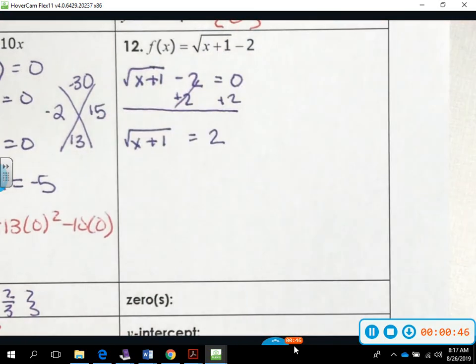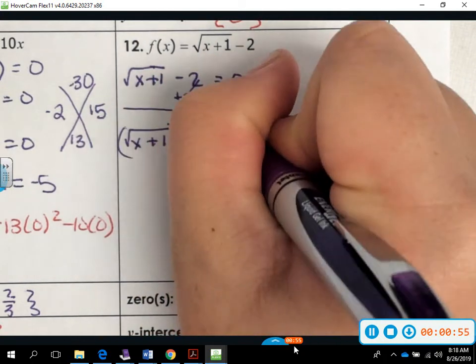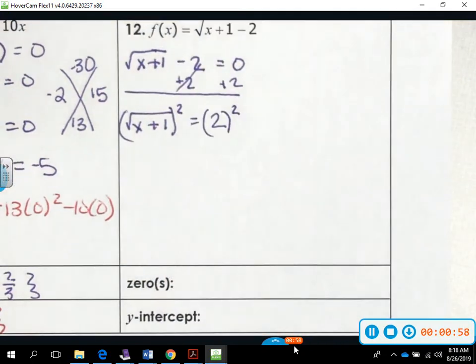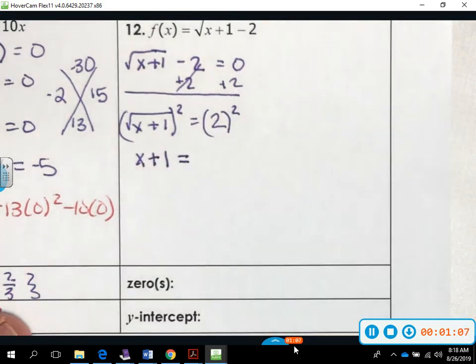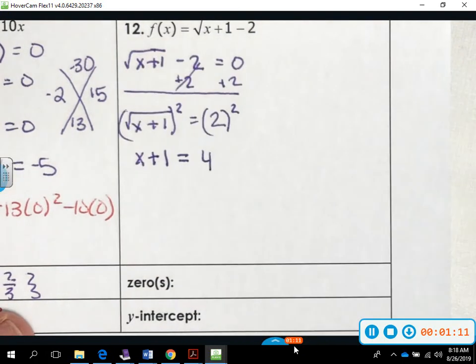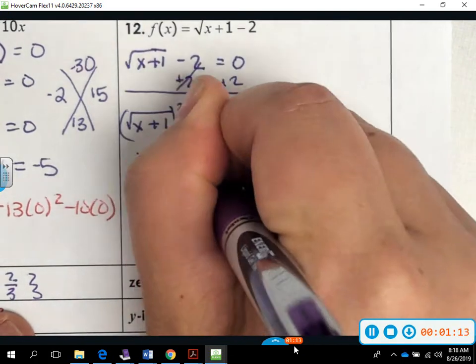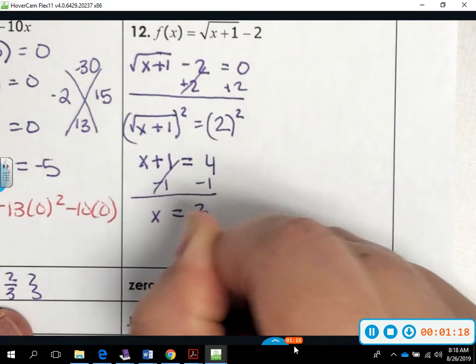To solve for x, we have to get rid of that square root. How do we get rid of a square root? Square. So if I square one side, I have to do it to the other. So the square root of x plus 1 squared, it gets rid of the square root symbol, so we're left with x plus 1 over here. 2 squared is 4. Solve for x. X equals 3. So we only have 1 zero here, that's it.